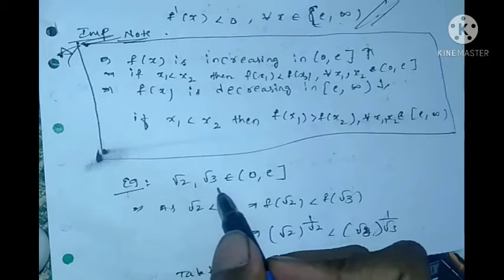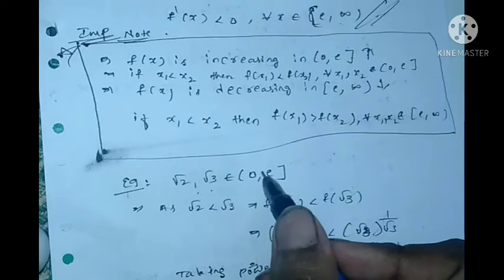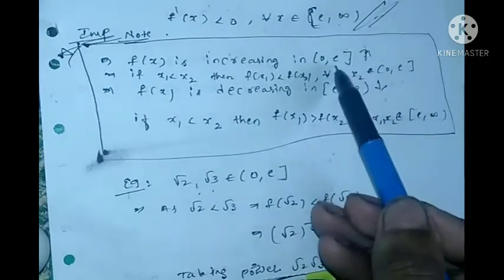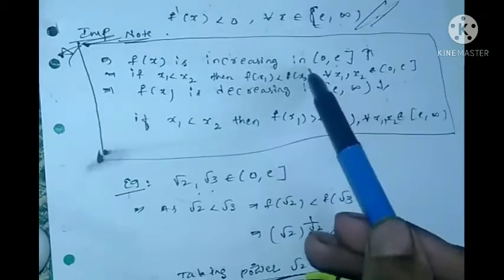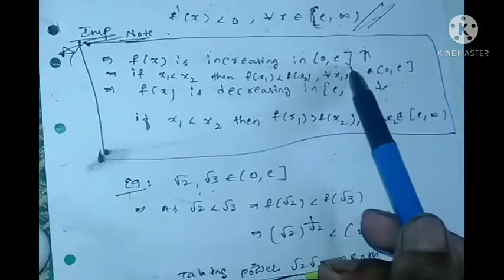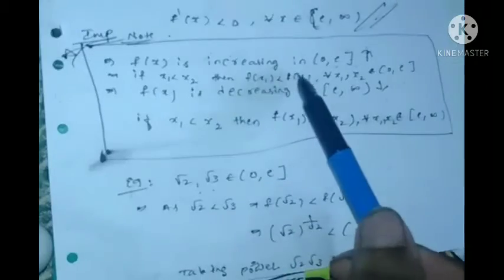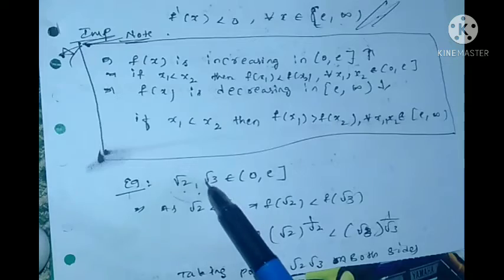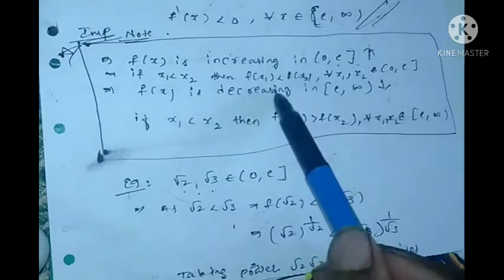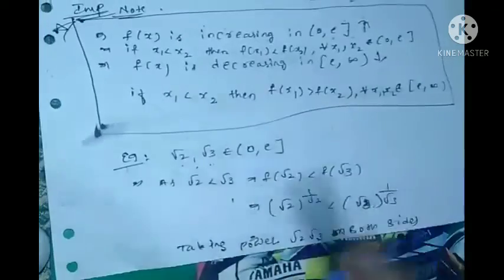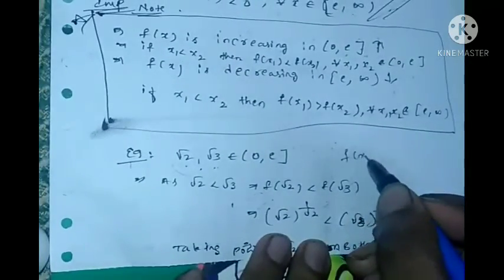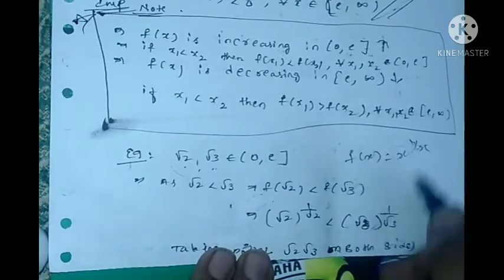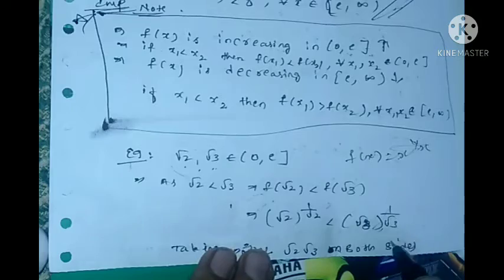See this: root 2 and root 3 belong to open 0 comma infinity, and root 2 and root 3 are always less than e. That's why these two numbers come in this first interval. That's why f of x is increasing. F of x increasing means if x1 is less than x2, root 2 is always less than root 3. This implies f of root 2 less than f of root 3, and we know that f of x is equal to x power of 1 by x. Like that, in place of x we take root 2: root 2 whole power of 1 by root 2 is less than root 3 whole power of 1 by root 3.